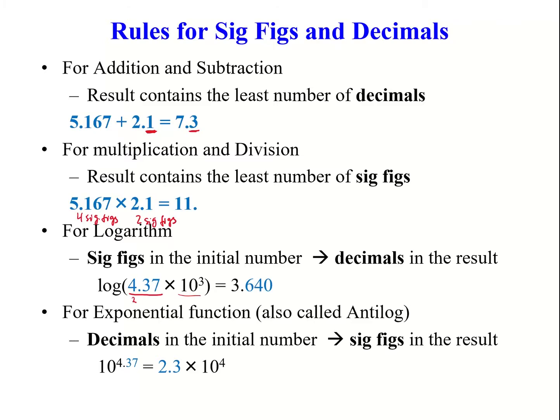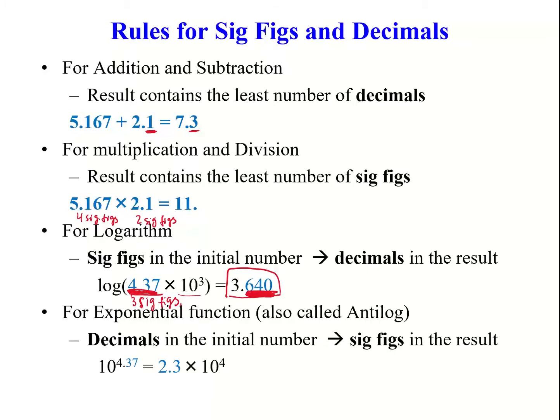It contains 3 significant figures. So my answer will have 3 decimals. The answer is 3.640. 3 decimals corresponds to 3 significant figures in the number under the logarithm.